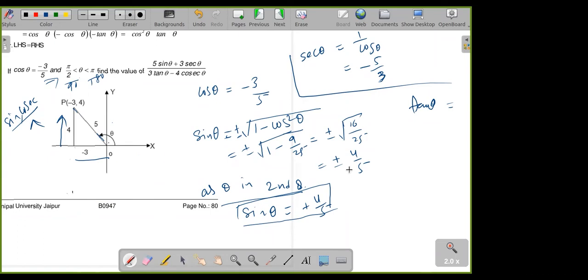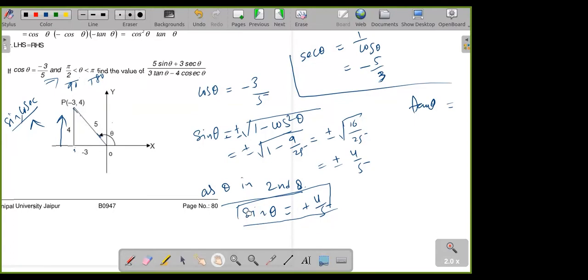But as you can see, this is also coming plus 4 by 5, sorry, minus 4 by 5, but we are not taking it, because minus 4 by 5 means what? This will point in this direction in the third quadrant. So we are not taking this value. We are only taking this value.